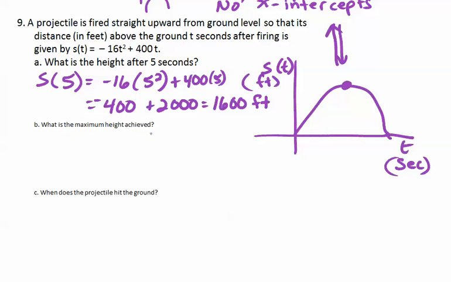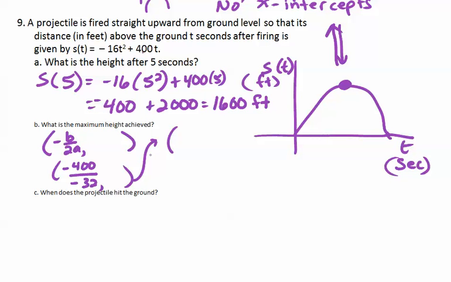What is the maximum height achieved? Well, I would wonder about the vertex of this parabola. But remember not to stop with the x-coordinate. I have to do the x-coordinate first. Negative b would be negative 400 over 2 times a would be negative 32. So the x-coordinate of our vertex, if I do some division here, would be positive 12.5 seconds. That's when it reaches its vertex.